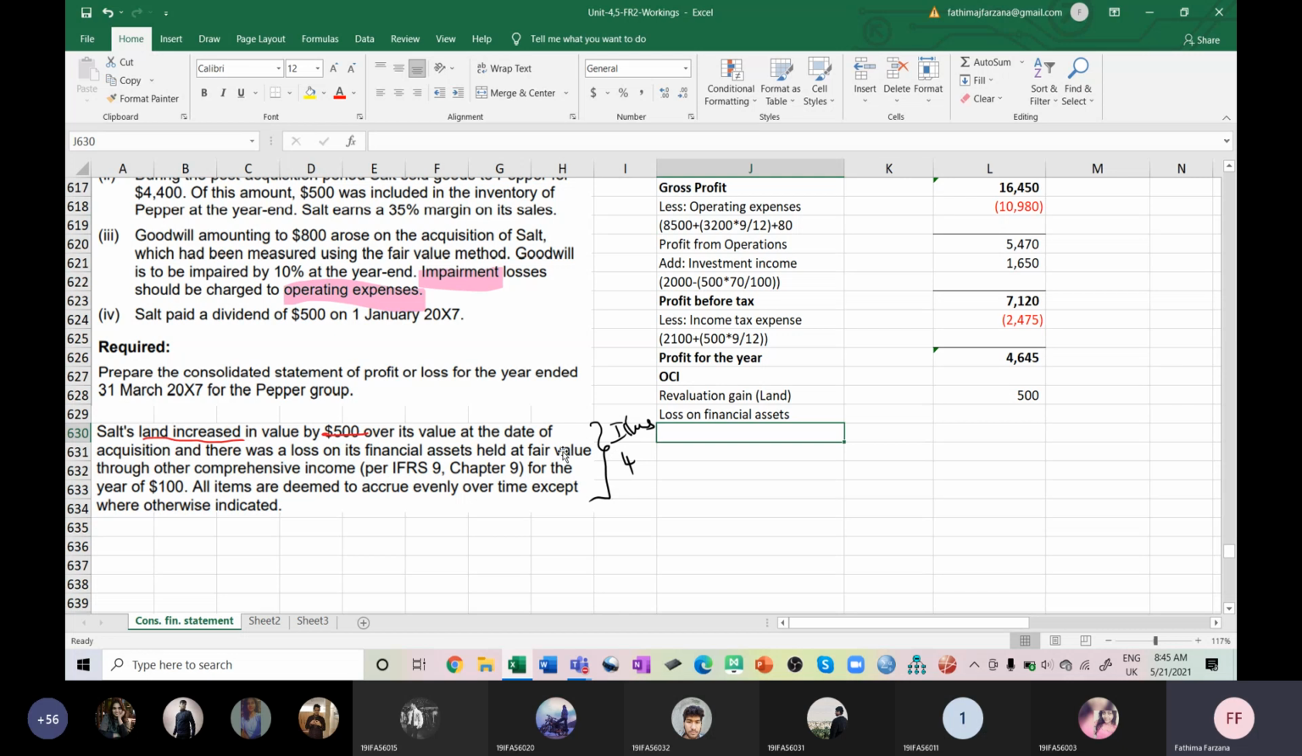Whereas for the financial asset, is it mentioned when the valuation is done? No. So what should I do here? I take the entire 100. People, only 5 minutes left. Fast, let it go wrong also, no problem. But answer. 70% of 100.